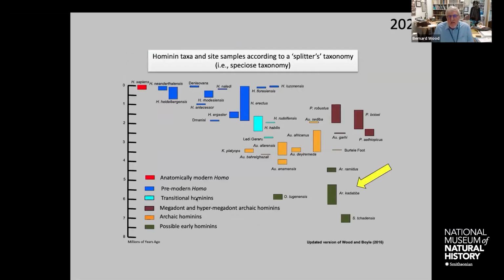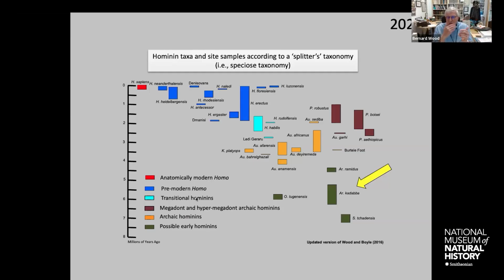Next slide. The splitter's taxonomy graph returns, with a yellow arrow pointing at the largest green bar, running from around 6.5 to 5.5 million years ago, labeled Ar. kadabba. So if we go back to this sort of splitter's interpretation, and we look at the green ones down in the bottom right, these are all taxa that their discoverers were convinced were the earliest hominins. Now, they can't all be the earliest hominins.